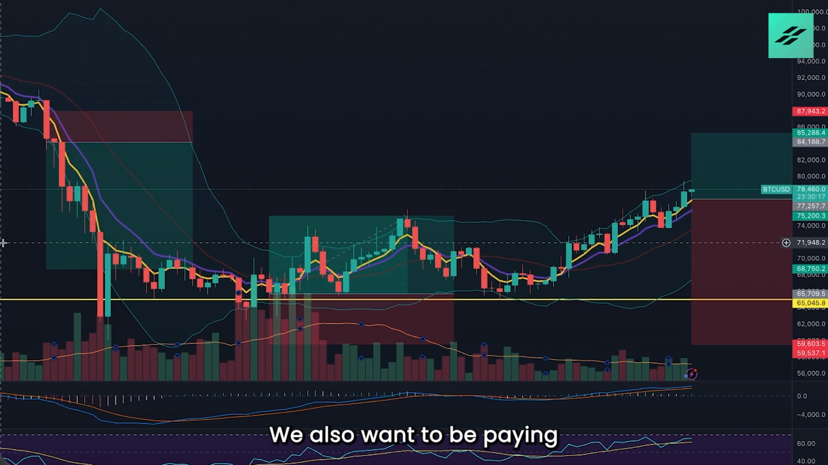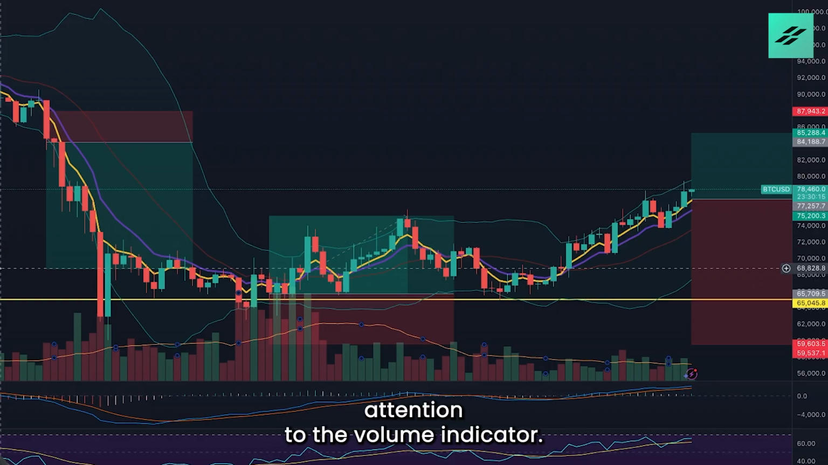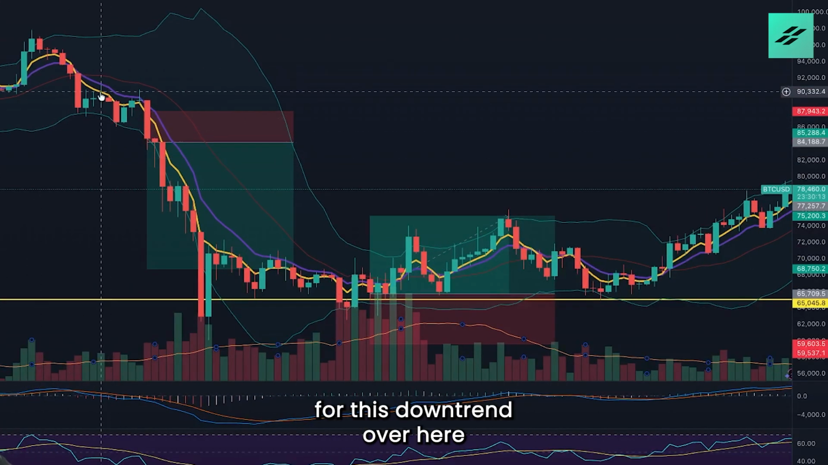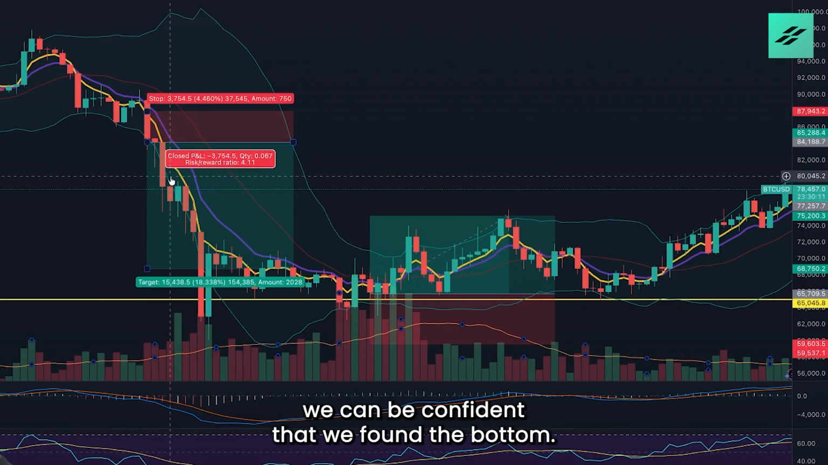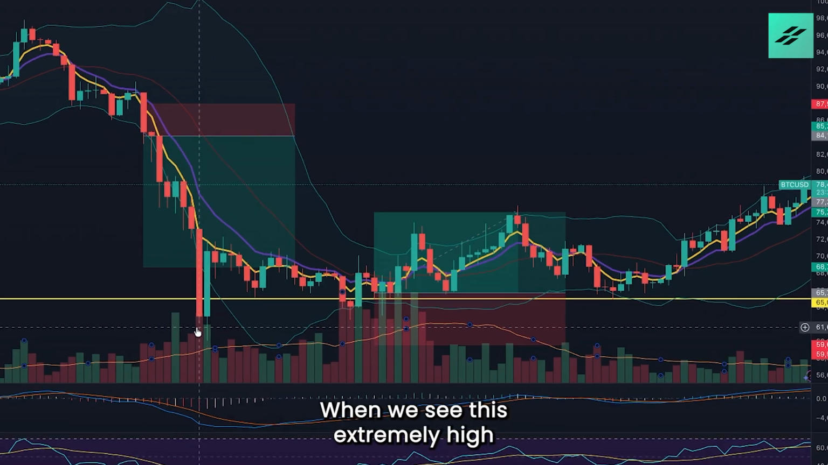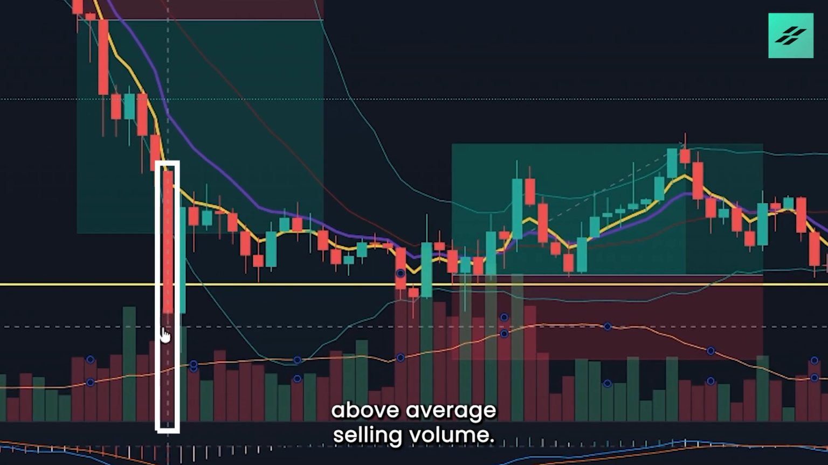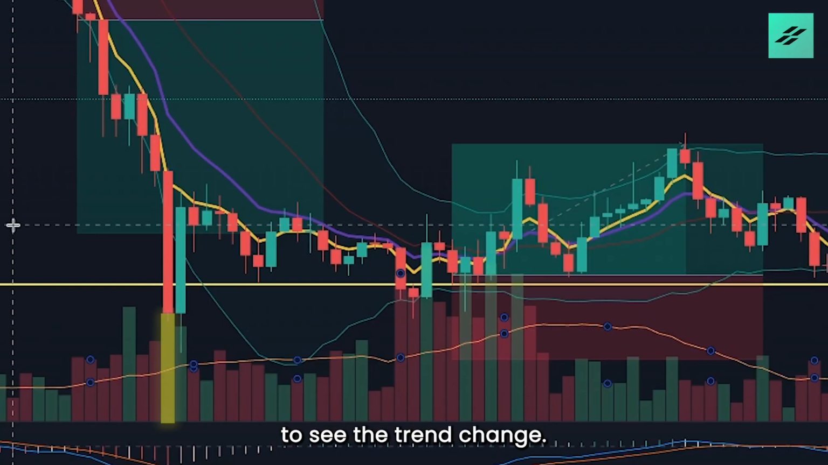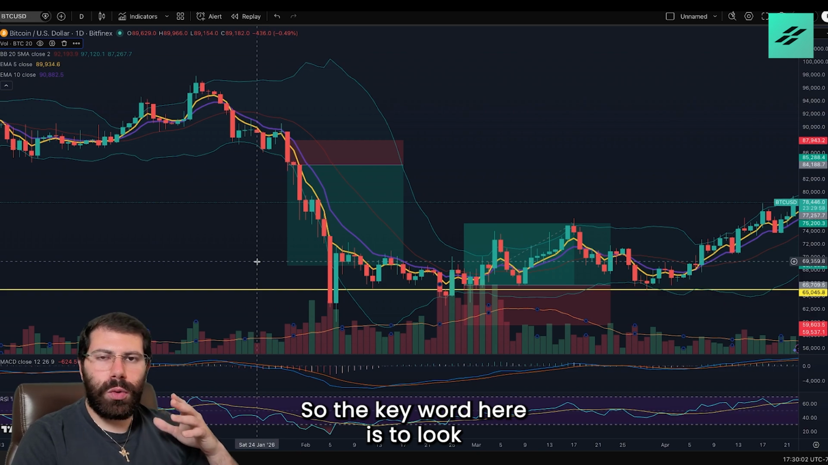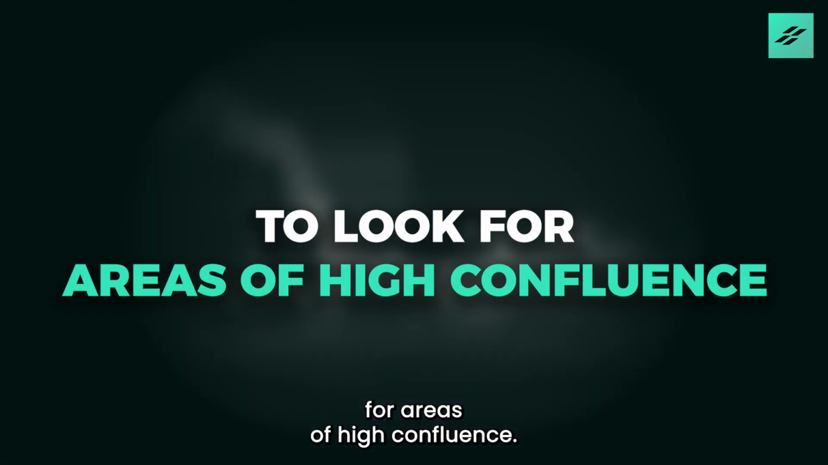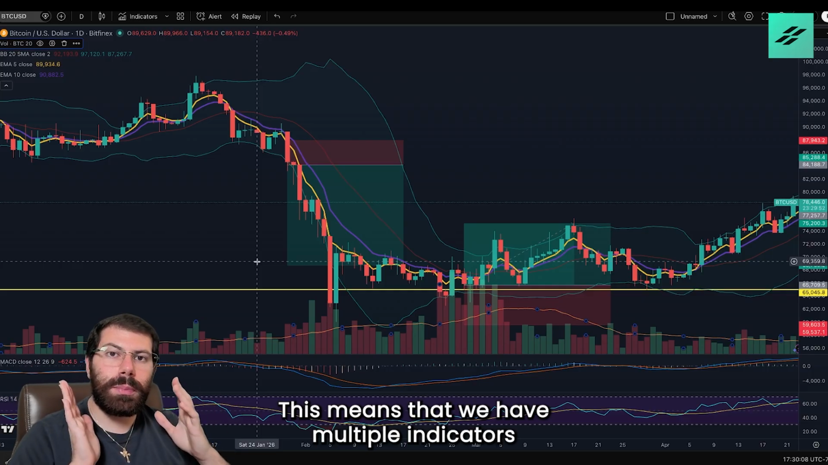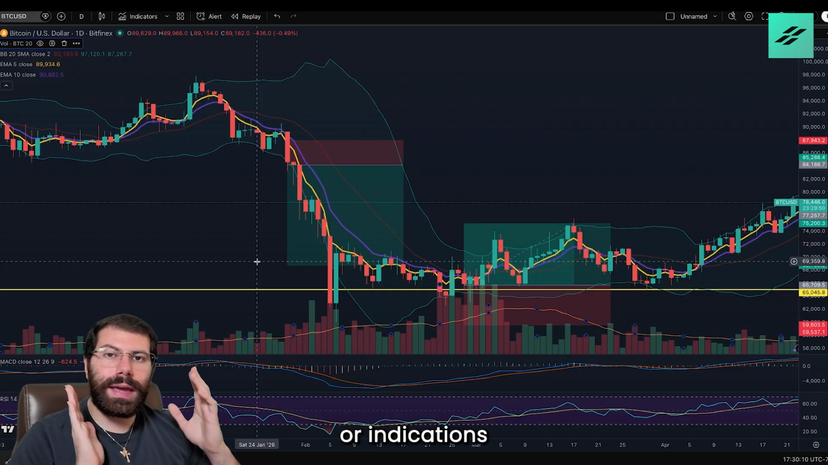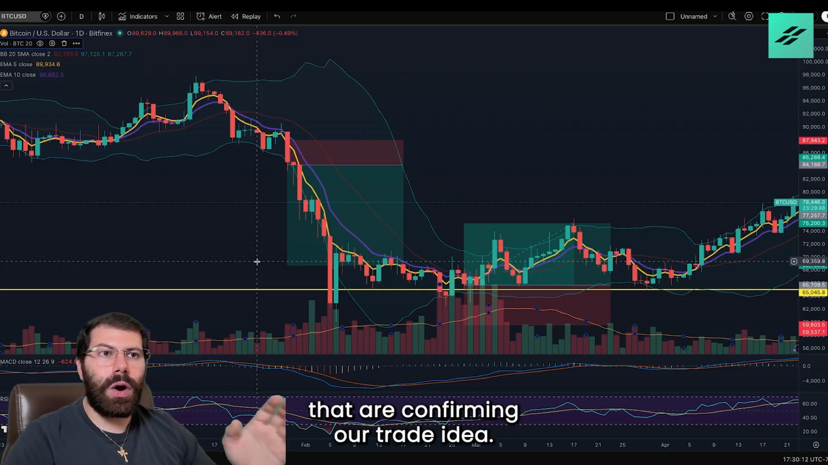We also want to be paying attention to the volume indicator. So for example, for this downtrend over here, we can be confident that we found the bottom when we see this extremely high above average selling volume. That means that the sellers are exhausted and that we're likely going to see the trend change. So the key word here is to look for areas of high confluence. This means that we have multiple indicators or indications that are confirming our trade idea.